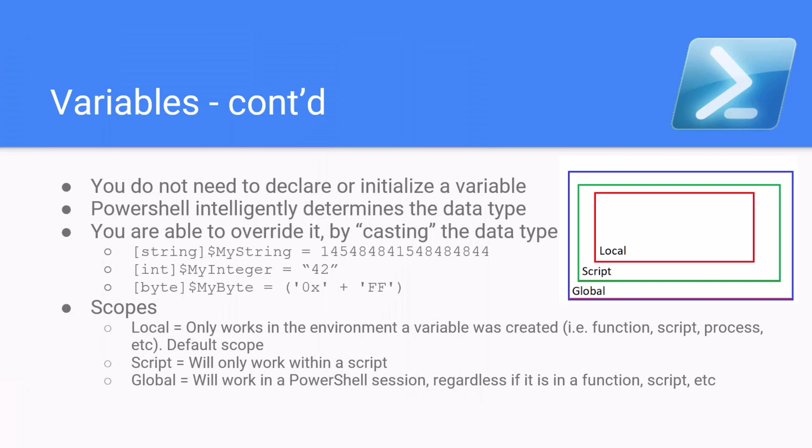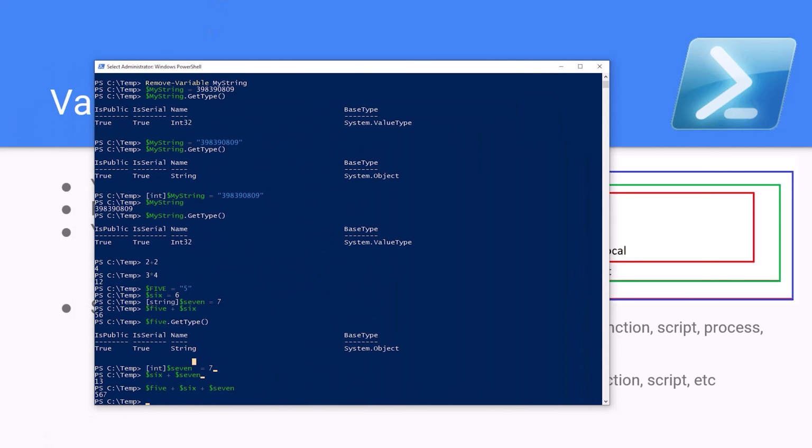Now let's talk about scopes. All right. If you look at my diagram here, this is a nifty diagram that I like to use as an example when I'm talking about scopes. So in the previous slide, we talked about local, script, and global. A local scope is pretty much like this PowerShell session that we have here. Everything that I do here is going to be local to this session.